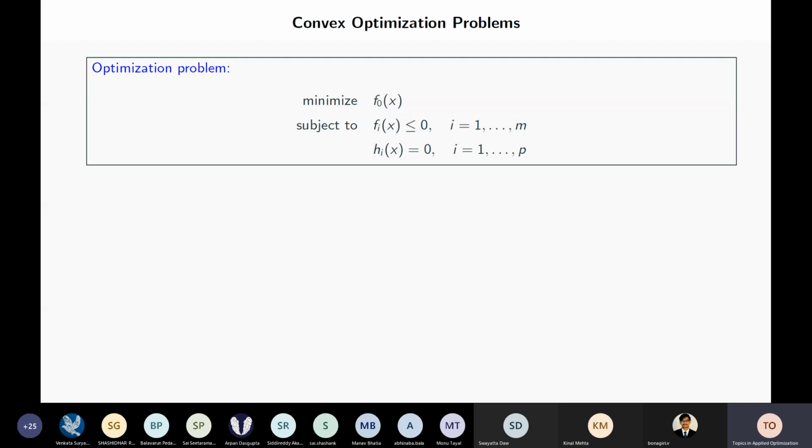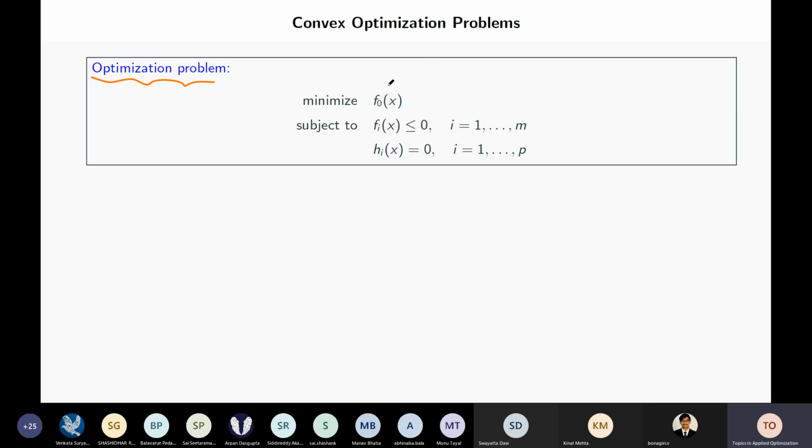A general optimization problem will look like this. It is not necessarily convex. I will not define this as a convex optimization problem, just as an optimization problem. I will come to convex optimization later on, which will require the objective to be convex, the inequality functions f_i and h_i all convex, the domain convex, and so on. But right now we are talking about any general optimization problem.